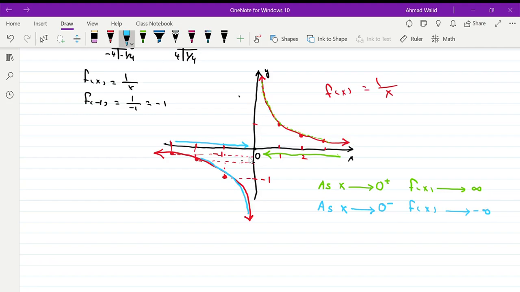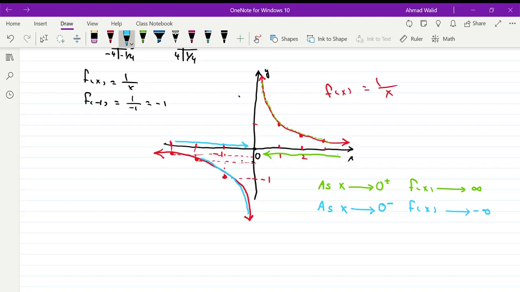Correct? You see, when you are approaching from the right to 0, actually your function is increasing. And when you are approaching from the left to 0, your function is what? Decreasing without bound. Without bound means it goes up to infinity or negative infinity. Correct?